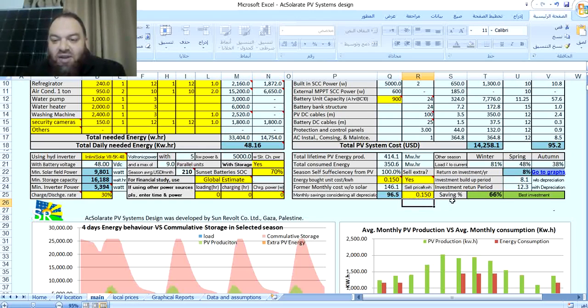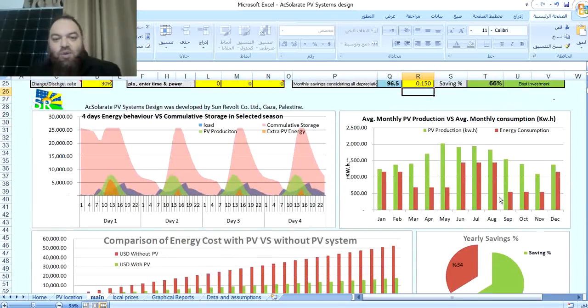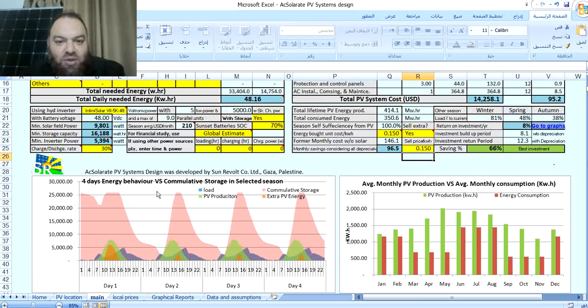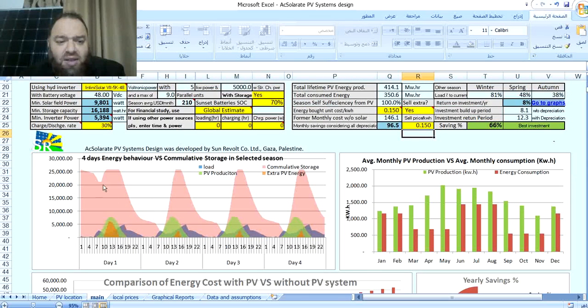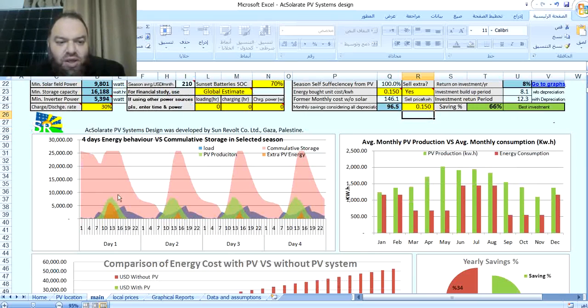So these are the KPIs that we are offered by Accelerate, and we will now quickly discuss these graphs. This graph is very important and interesting because it shows you the behavior of the energy availability of your system in 4 days of the chosen season. Here you have the storage, here you have the production, and here is the load, and the load pattern is assumed to be a certain pattern.